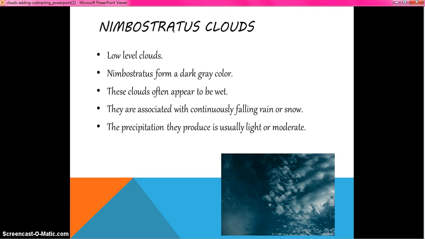Another low-level cloud is the nimbostratus cloud. They are a dark gray color and a lot of the time appear to be wet. When these clouds are formed, it usually creates light rain or snow that is continuous until the clouds go away.